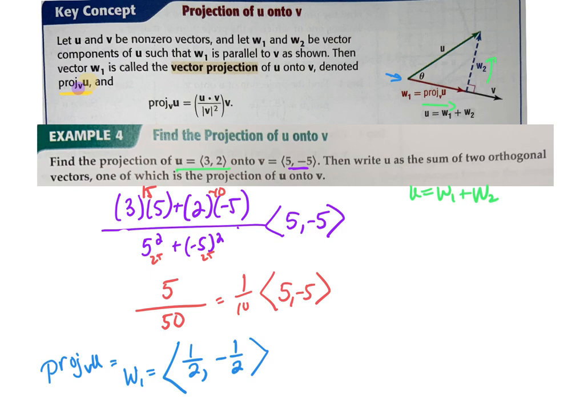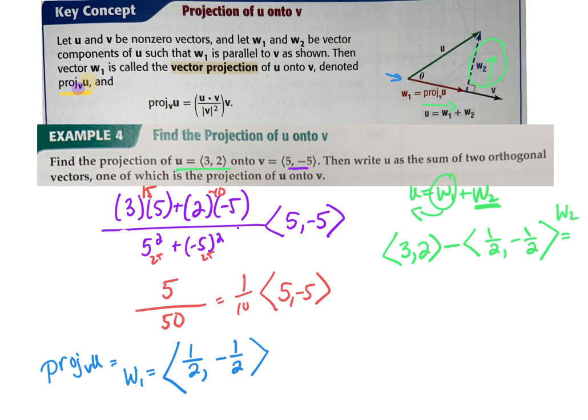U is 3, 2, right? It is, but we're going to plug it in. U is 3, 2, right? If I already know what W1 is, and I'm trying to find W2, I'm going to subtract W1, right? Subtract. I found W1, 1/2, negative 1/2, right? And that will give me what the second movement was, W2.